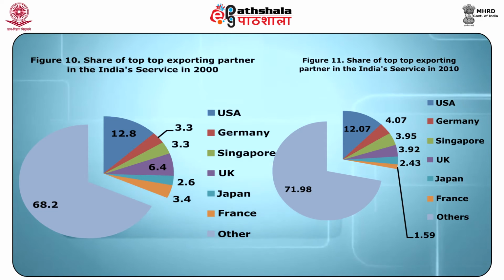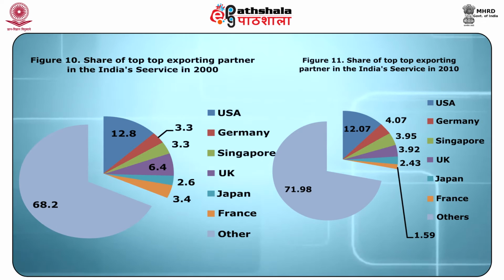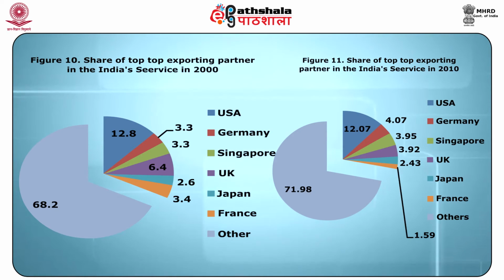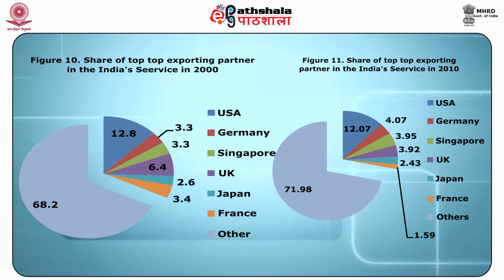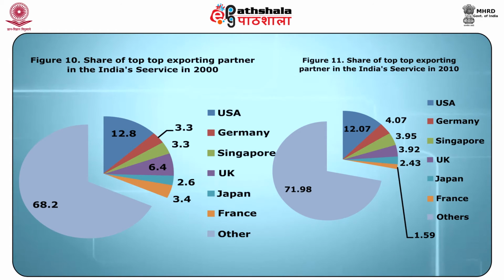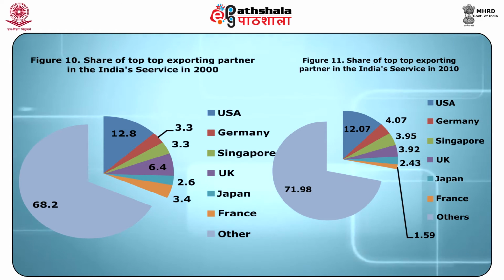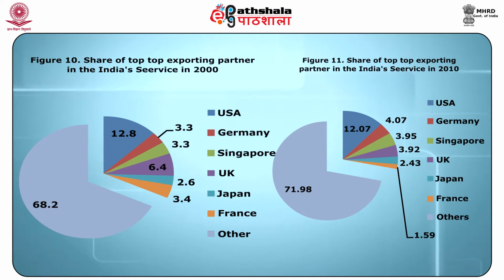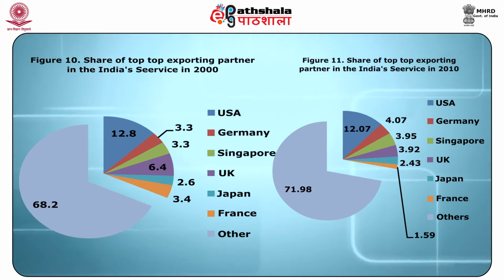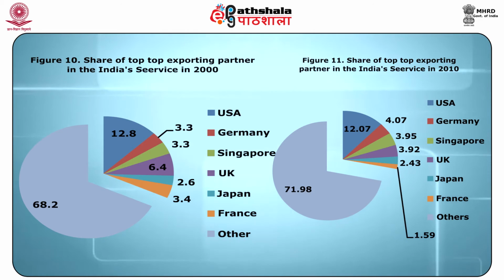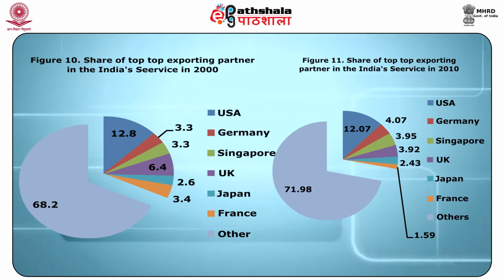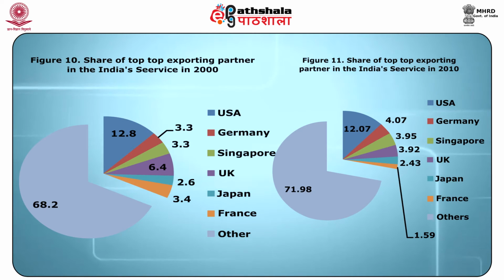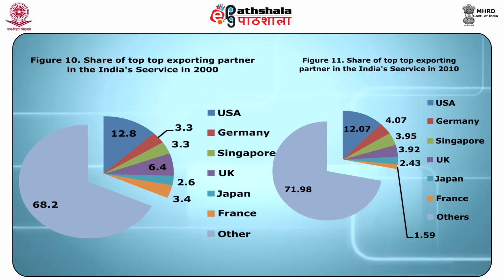On the other hand, the share of UK, Japan, France has reduced from the year 2000 to 2010. This gives an insight about how the direction of export and service has changed since 2000. Figure 10 indicates the share of top exporting partners in India's export in services in 2000. The share of top exporting partners in 2010 has been indicated in figure 11. All this has been compiled from the World Bank data.